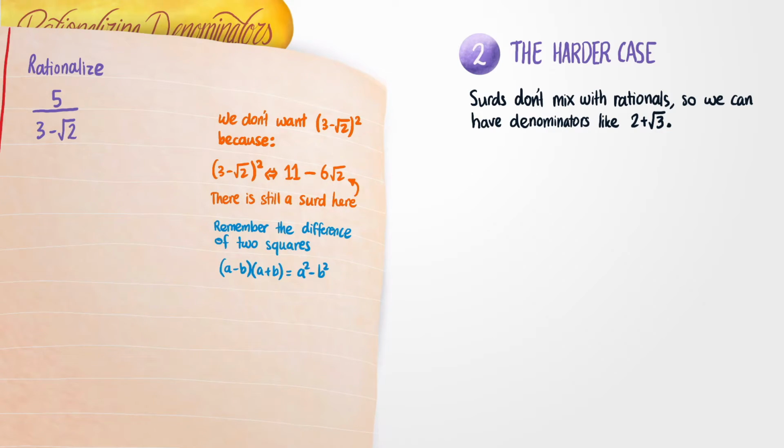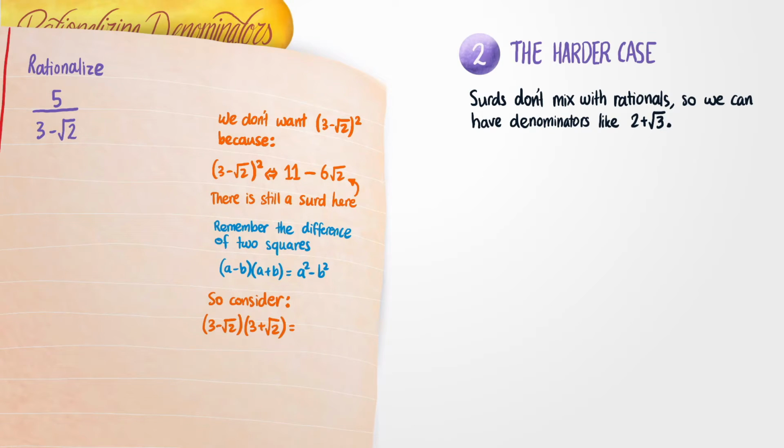The difference of 2 squares tells us that if we have a minus b times a plus b, that's going to be the same thing as a squared minus b squared. Now initially that doesn't seem to be too useful, until you realize that you could think of this 3 as the a, and you could think of root 2 as the b. On the other side, we're going to square a and we're going to square b, but we don't have a b appearing on the right hand side, and that means we will not have a surd. Let me demonstrate.